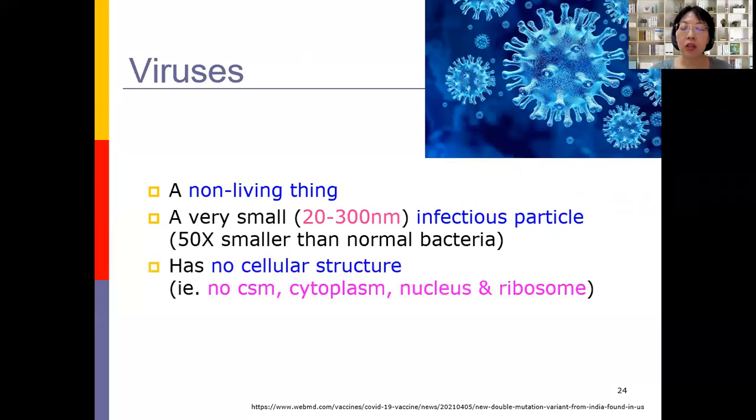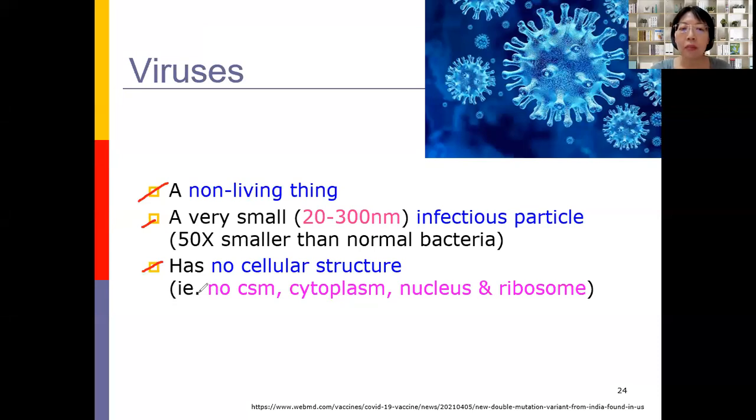So this is a definition of virus. These are the definitions of virus that I'm showing you here. Virus has no cellular structure. Remember we say that the basic structural and functional unit of an organism is a cell. Virus is not a cell, so therefore it's not a living thing. What do you mean by it's not a cell? It doesn't have the composition of a cell.